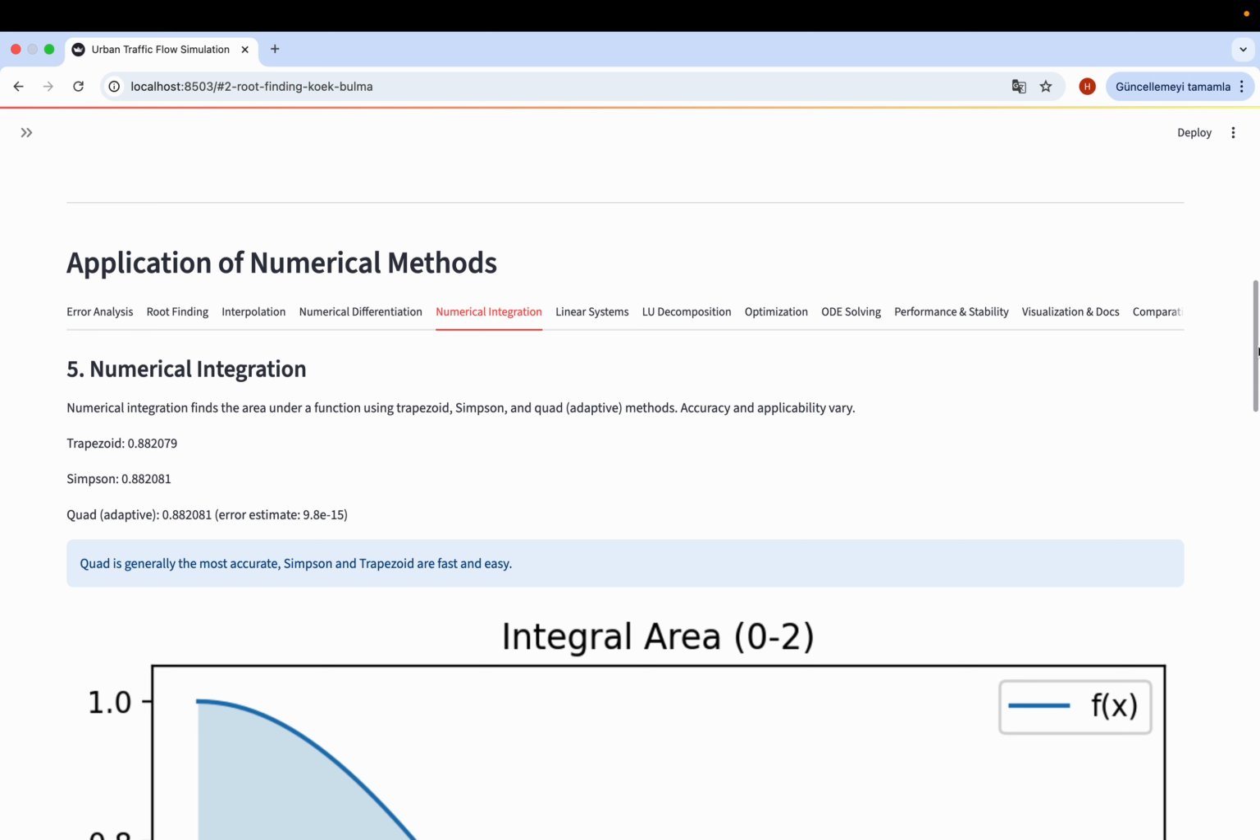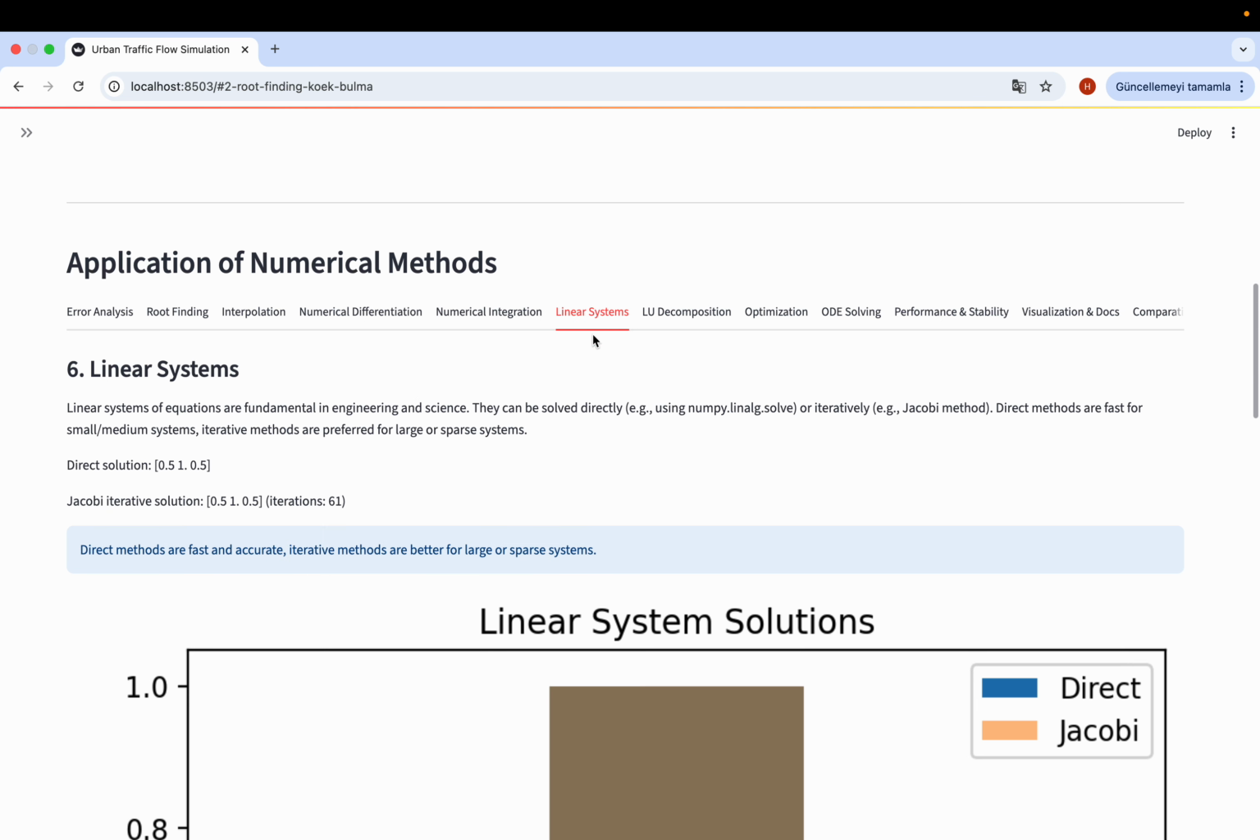Now, solving linear systems. Traffic flow distributions form a network of equations.